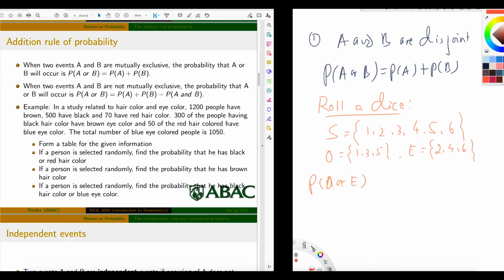Do they have anything in common? No, nothing in common, because there is 1, 3, 5, and there is 2, 4, 6, right? In that case, if you want to find the probability of O or E, then you do probability of O plus probability of E separately. You add them, okay?